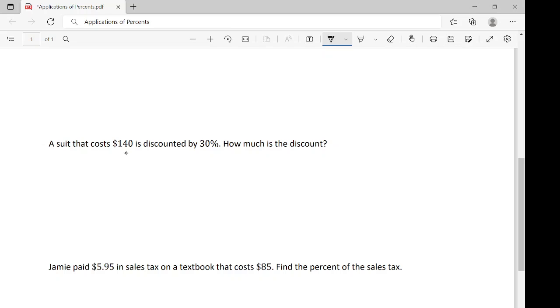Next, a suit that costs $140 is discounted by 30%. So how much is the discount? So we're going to try to find 30% of 140. So again, we can't work with percentages, so we're going to call it 0.30. And since it's of 140, we're going to multiply it by 140. So 0.30 times 140 is going to end up giving us 42. So how much is the discount? The discount is $42.